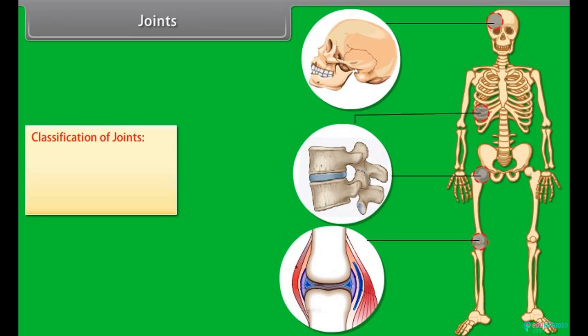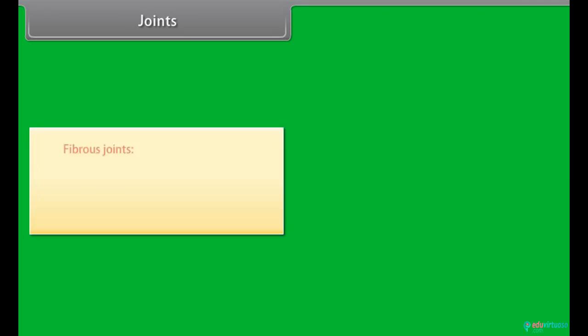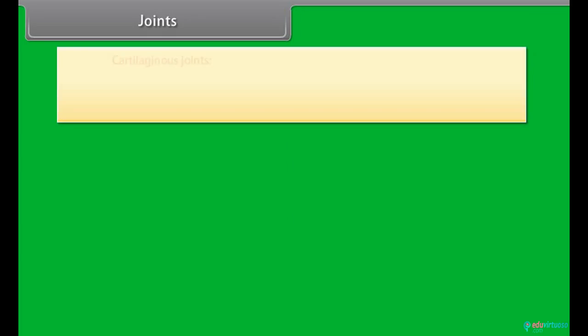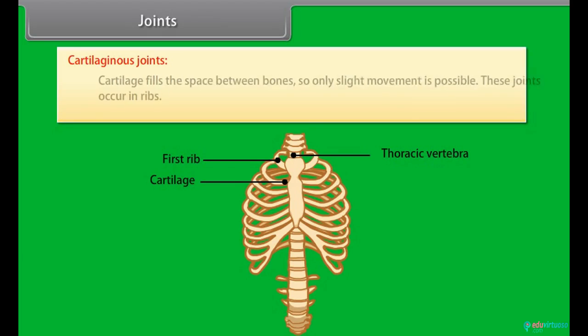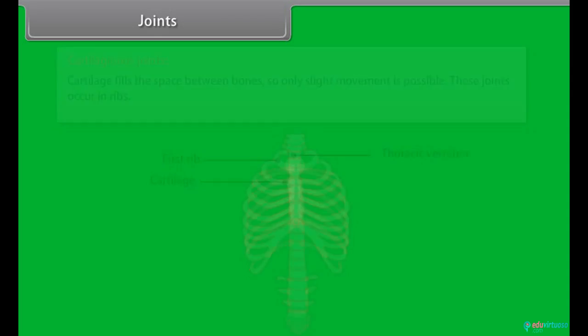Classification of joints: fibrous joints, cartilaginous joints, and synovial joints. Fibrous joints connect bones without allowing any movement. Fibrous joints hold the teeth in the sockets, and they are also present in the skull. Cartilaginous joints: cartilage fills the space between bones, so only slight movement is possible. These joints occur in ribs.